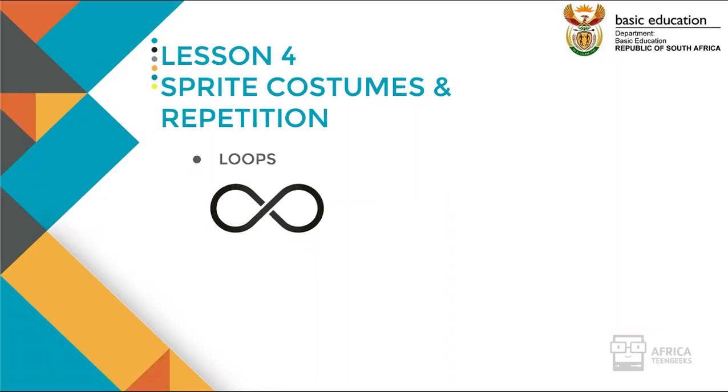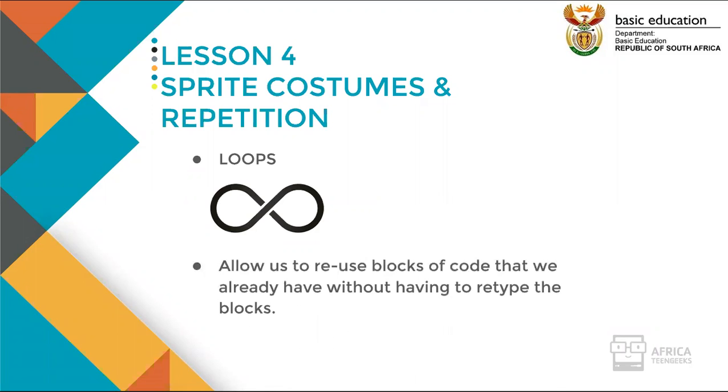We can repeat things without having to go too far. Okay, now what else do loops do? They allow us to reuse. Now, obviously, that's with race cars. We are talking about coding. So what do loops do? They allow us to reuse blocks of code that we already have without having to retype the blocks.